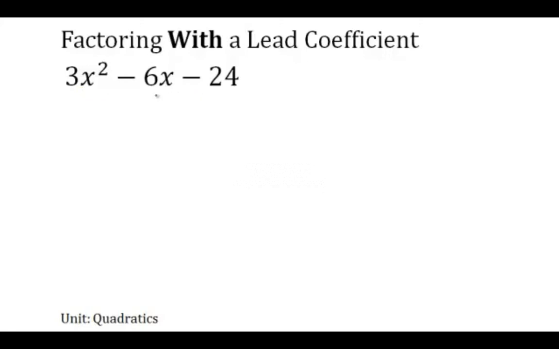In this example, we do have a lead coefficient, unlike the first example that we did just moments ago. So there's a 3 in front of the x squared. Well, the first thing that you want to do whenever you come across a lead coefficient and you're attempting to factor is to look to see if there is a common factor in all three of these terms that we could actually factor out ahead of time.